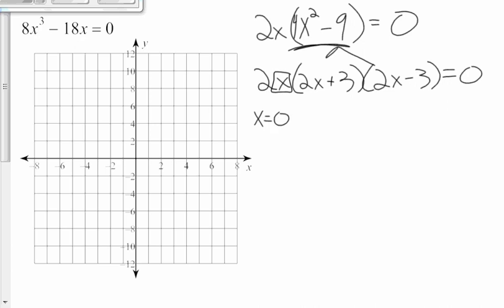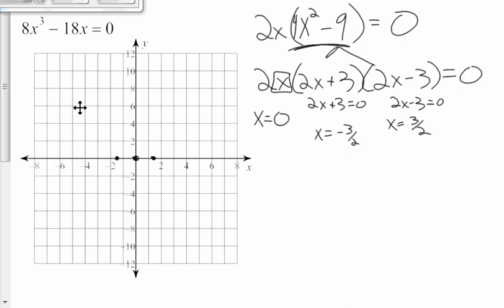So x would be 0. Here we would have to subtract 3 and then divide by 2, so negative 3 halves. And here we would add 3 and divide by 2, so positive 3 halves. So those are our three solutions, and they're all real, so they're all roots as well. So we cross at 0, negative 1.5, and 1.5. All right, so those are the intercepts.